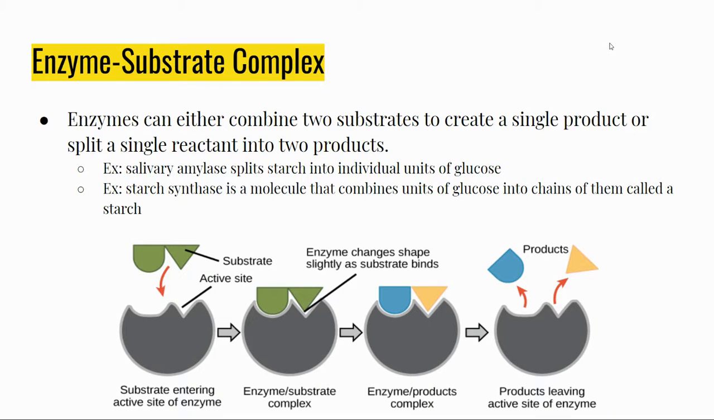Enzymes can either combine two substrates to create a single bond or split a single reactant into two products. Again, salivary amylase is splitting starch into individual units of glucose. On the other side of that, starch synthase, with the suffix -ase, is a molecule that combines units of glucose into chains of them called starch.